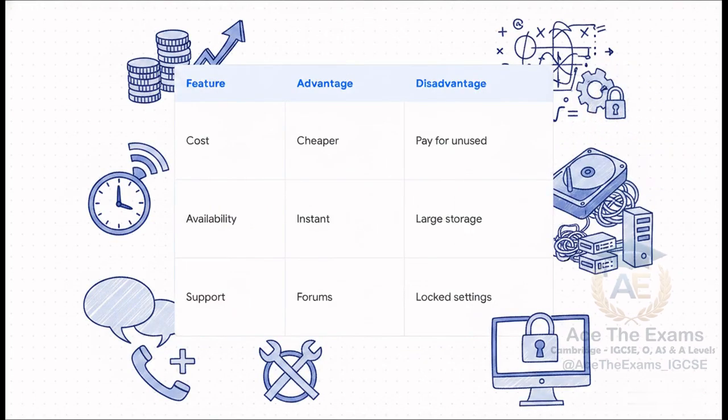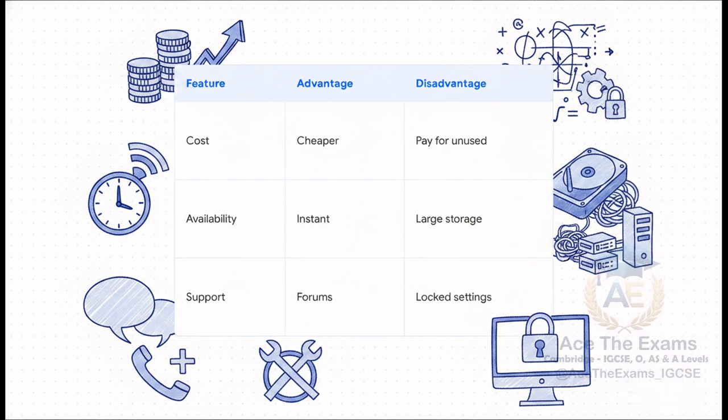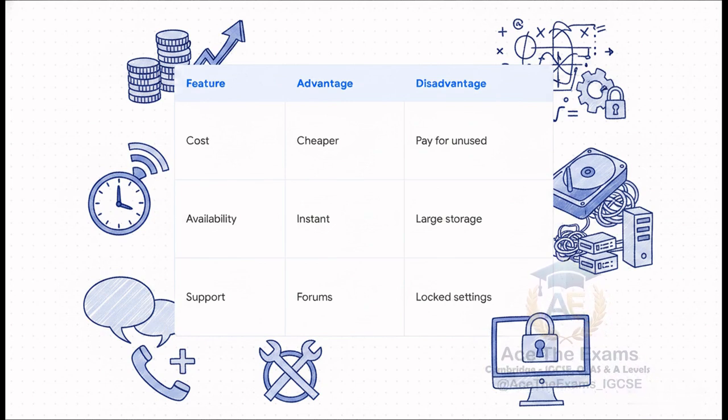On cost, off-the-shelf is a huge advantage because it's cheaper. Multiple customers share those development costs. But the disadvantage? You might end up paying for massive, complex features you don't even need. For availability, yeah, it's instant, but adapting it to a company's specific system might eat up huge amounts of storage space. And regarding support, you get massive internet forums and telephone helplines, but the core settings of the software itself might be totally locked and unchangeable.